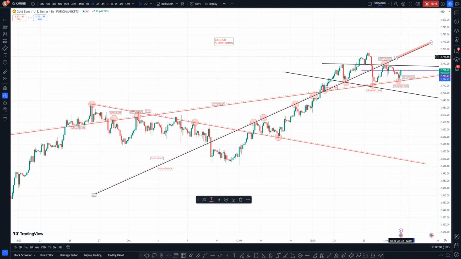So be patient. Yes, it's a good place to sell, but it's better to wait here. 2738 is a 70-point difference. So price can react here, price can react here, price can react here. So it's up to you and your risk appetite. But this market is setting up for a drop for sure.